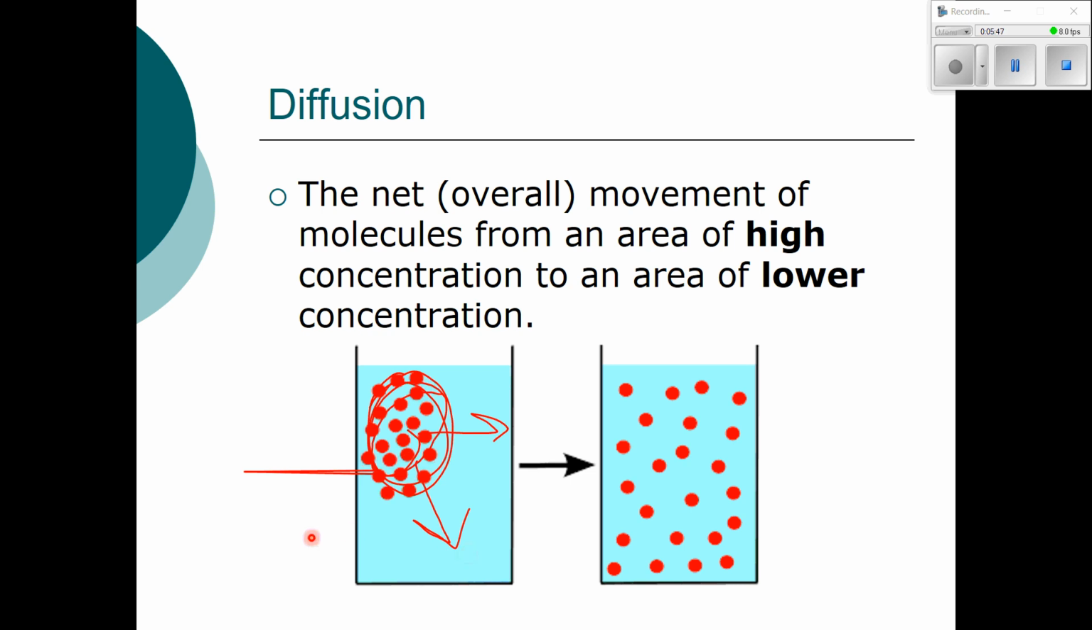And again, diffusion is the movement of molecules. Could be oxygen, could be water, could be carbon dioxide, could be a lot of things. But it's the movement of molecules from an area of high concentration to an area of low concentration.